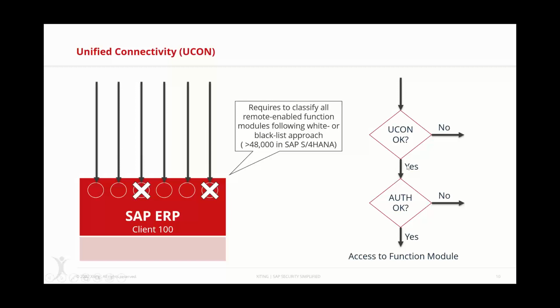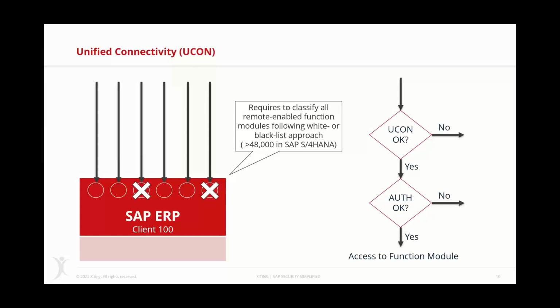If it's whitelisted or it's not on the blacklist, then UCON will allow the function call, and then the authorization check will happen in the same way as it always does when UCON is deactivated. It will just be the authorizations, and it will check for S_RFC and everything else. And if we have the authorizations, then we get access to the function module. If not, then obviously we get the error message or the return code that we are not authorized to use it.